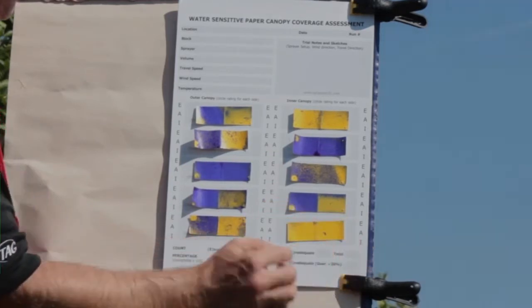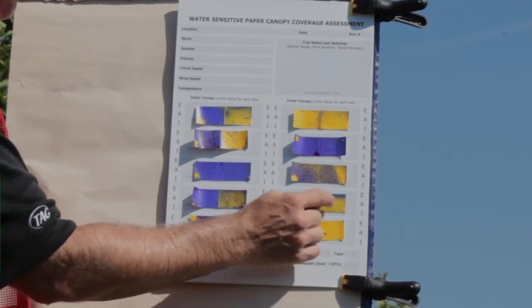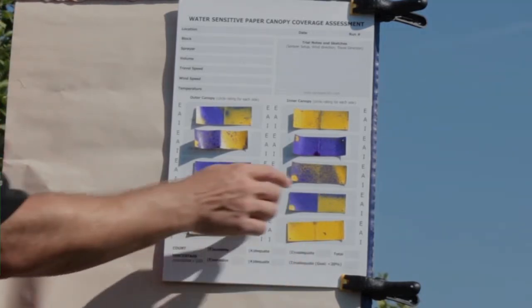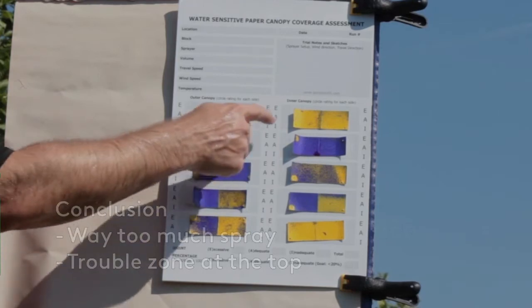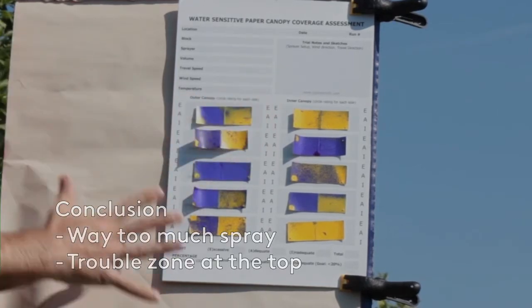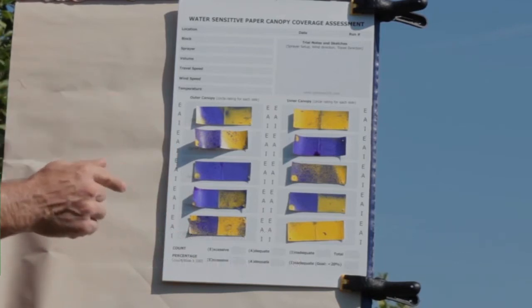This is neat. This is the side that was facing the sprayer at the time. This was pressed right up against the bark. Nothing's going to push a trunk out of the way. So, you know, you really kind of need to learn to read these. But on the whole, this is way too much, and we do have a trouble zone at the top that we need to address. So now we have our base. We put that away. We're going to compare everything we do from now on to what we just did.